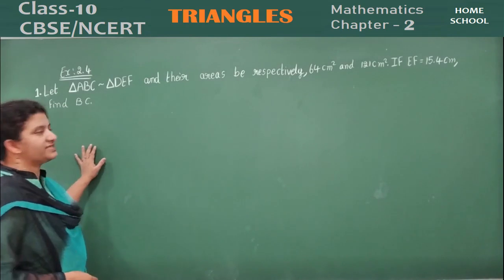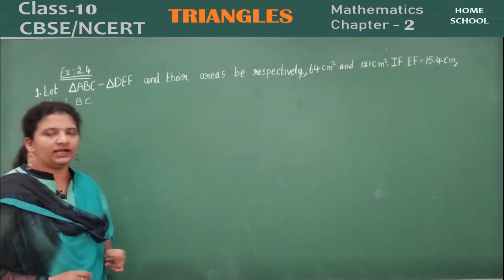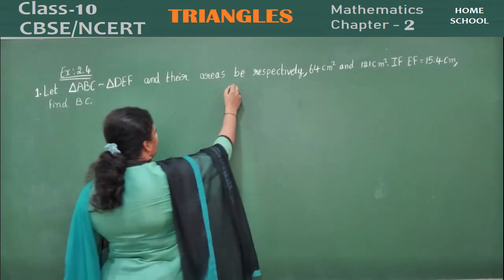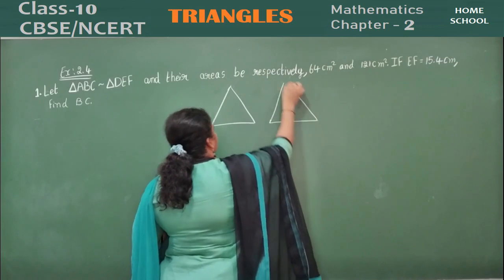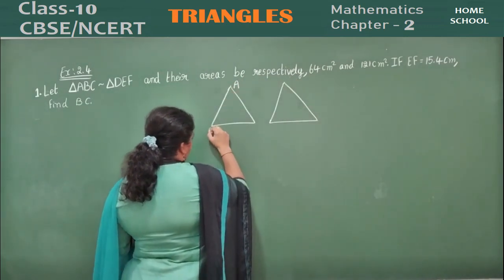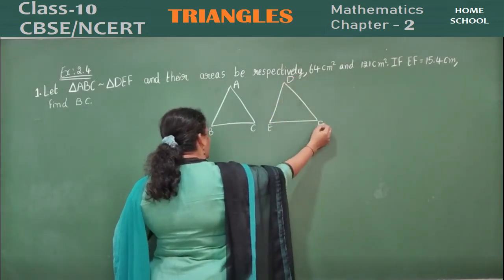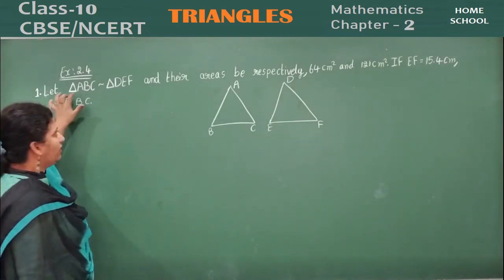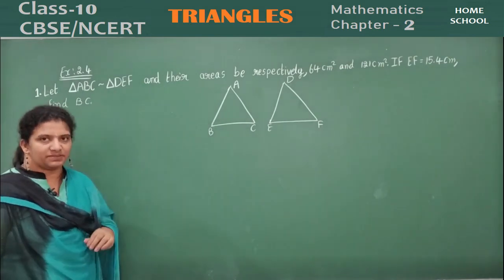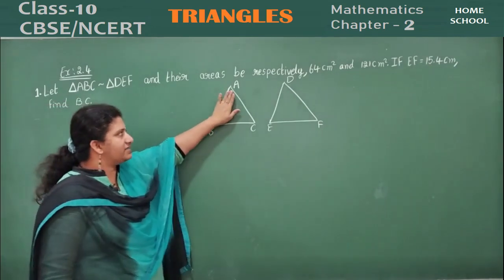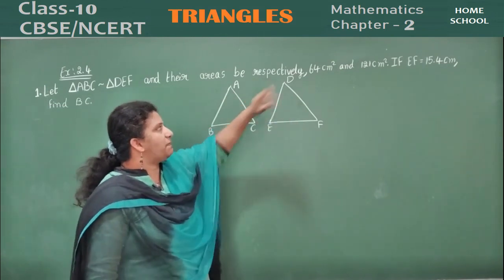Okay, let us start your exercise 2.4 first problem. Let triangle ABC similar to triangle DEF. So immediately what do we need? We need to draw two triangles. What are the two triangles? A, B, C and another triangle D, E, F. Okay, observe here. These two triangles are similar. What did they give? The two triangles are similar, and their areas.